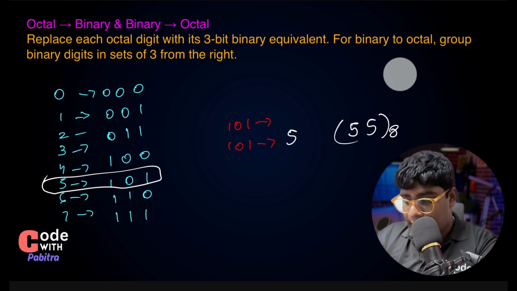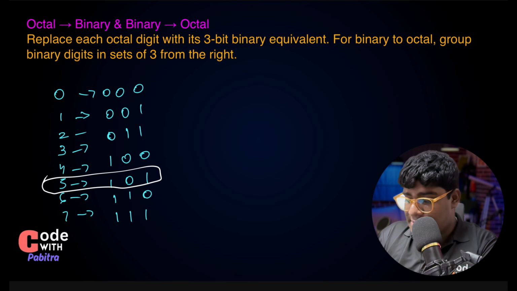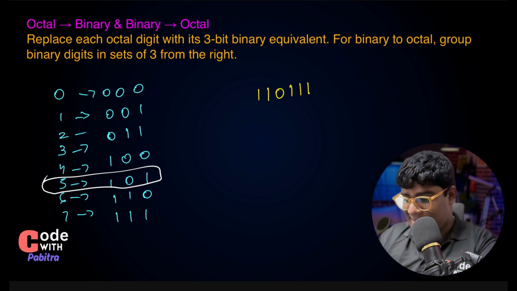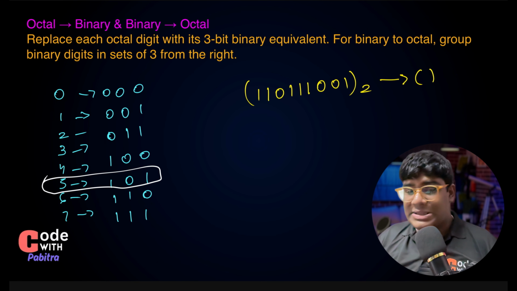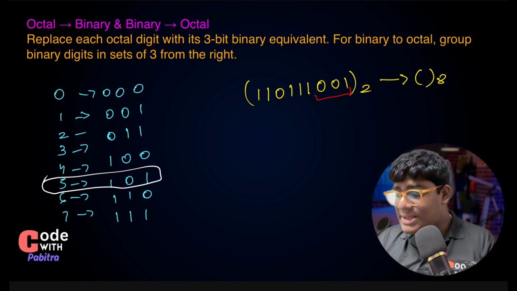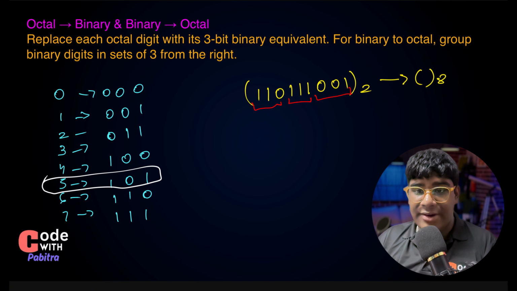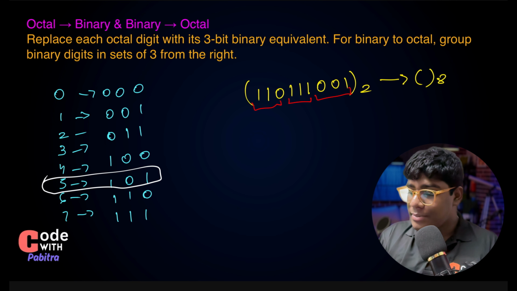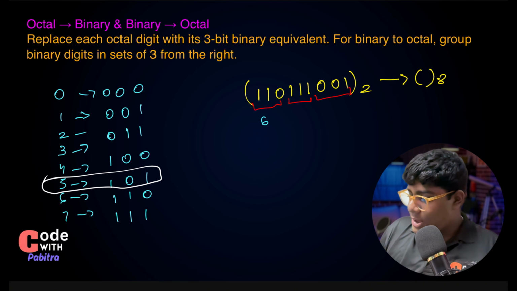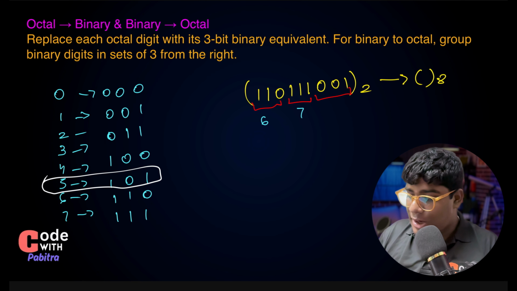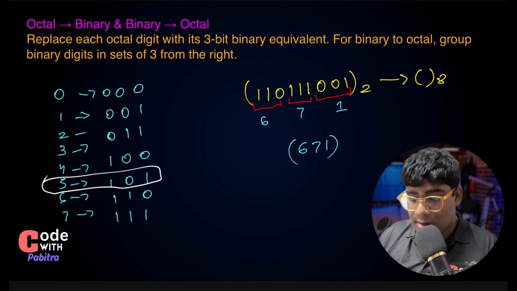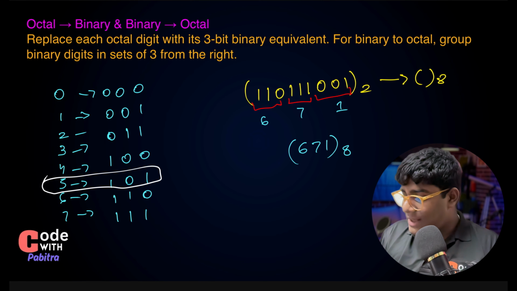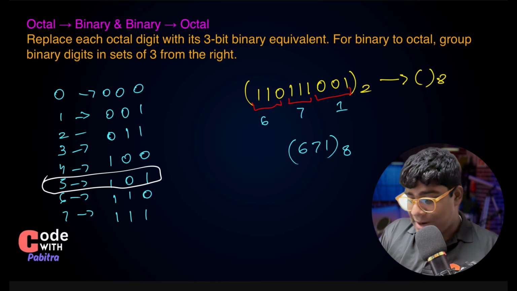Let's take another example. If we are asked to convert 110111001 base 2 to base 8, again the same rule, group it by 3, like this, like this, like this. What is 110? 110 means 6. What is 111? It means 7. And what is 001? It means 1. So it's simple, 671 base 8 in octal. This is how we convert octal to binary and vice versa, binary to octal.